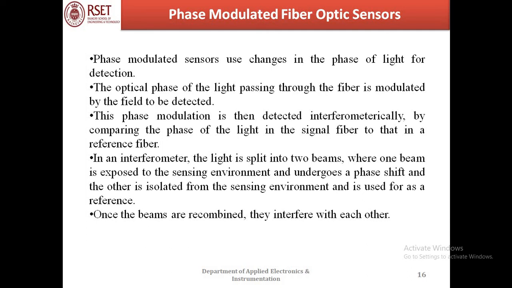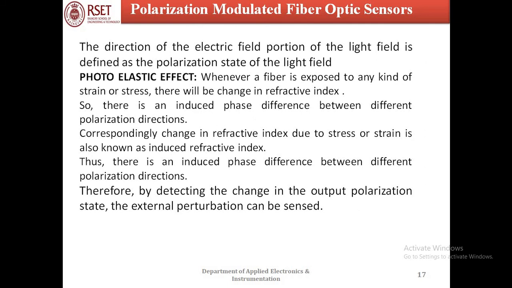In an interferometer, the light is split into two beams where one beam is exposed to the sensing environment and undergoes a phase shift, and the other is isolated from the sensing environment and is used as a reference. Once the beams are combined, they interfere with each other. Mach-Zehnder, Michelson, Fabry-Perot, Sagnac, polarimetric and grating interferometers are the most commonly used interferometers.